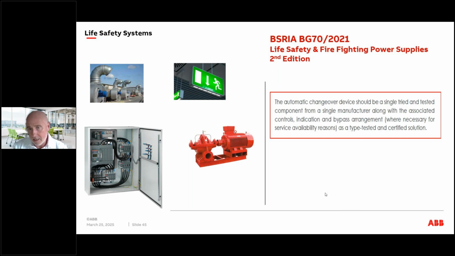So this guide gives a steer really, and it tries to reduce the ambiguity as to what it means when it comes to ancillary equipment. This document is quite clear that it means the whole assembly must be from a single manufacturer and comprise single manufacturer's components. So it eradicates any ambiguity as to what that means.